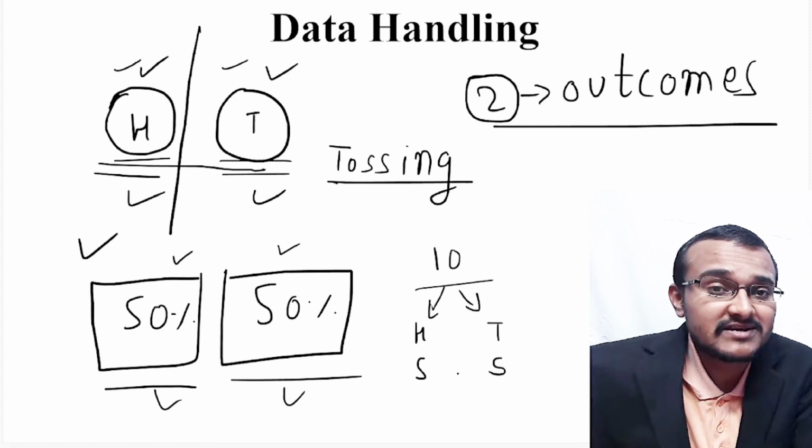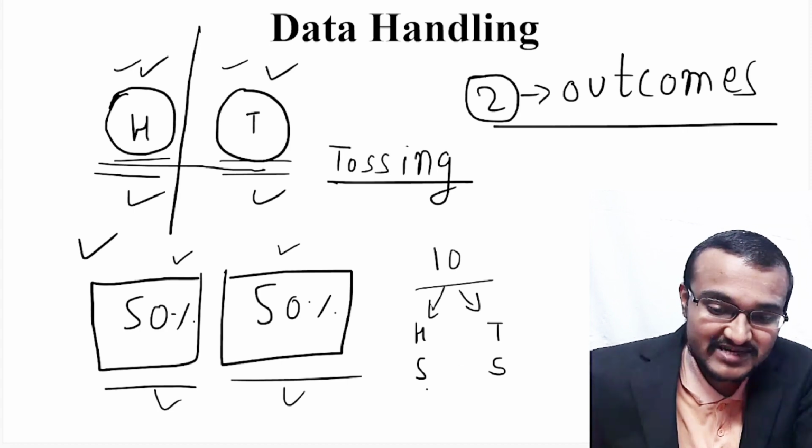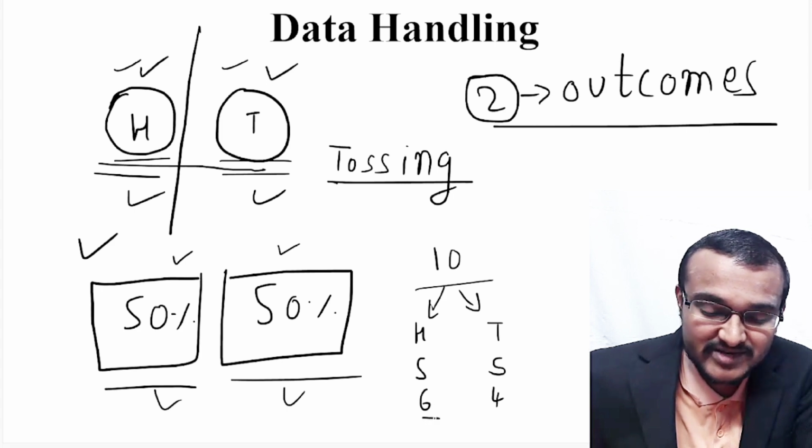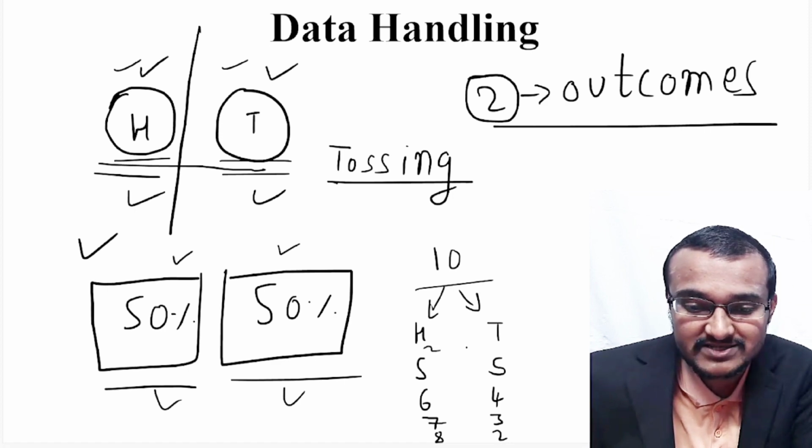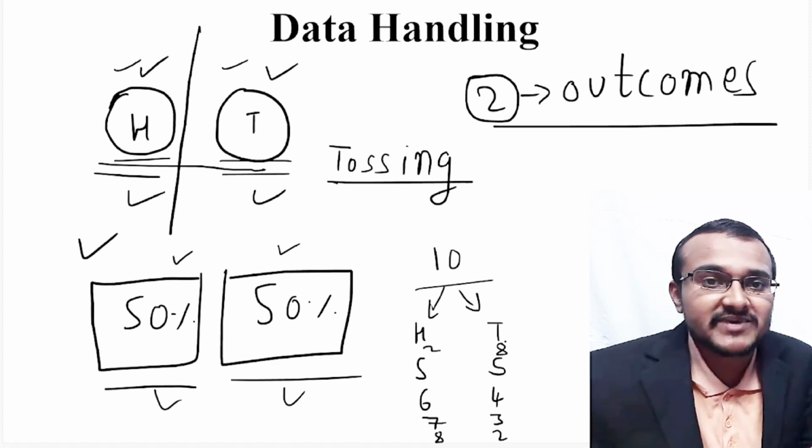Here all the time it is not the same case, right? Sometimes you may get 6 and 4, sometimes you may get 7 and 3, sometimes you may get 8 and 2, or sometimes it might be reverse also. You may get 2 heads and 8 tails. Like this also you may get.